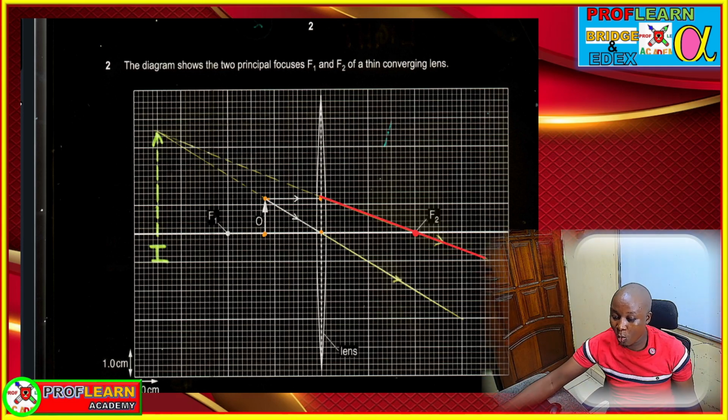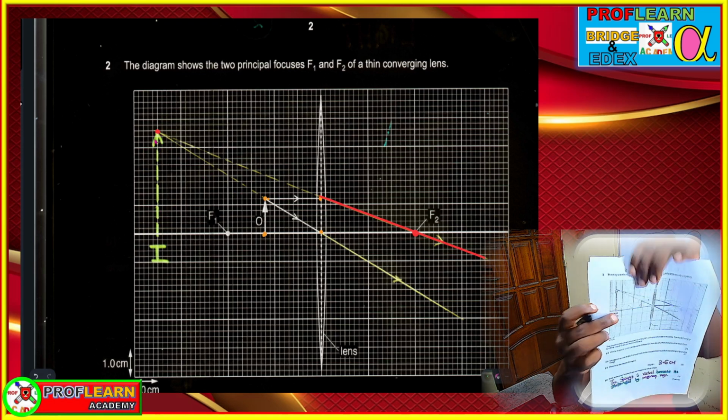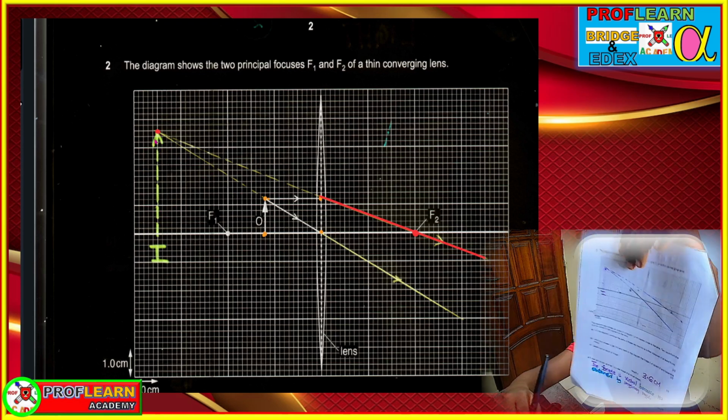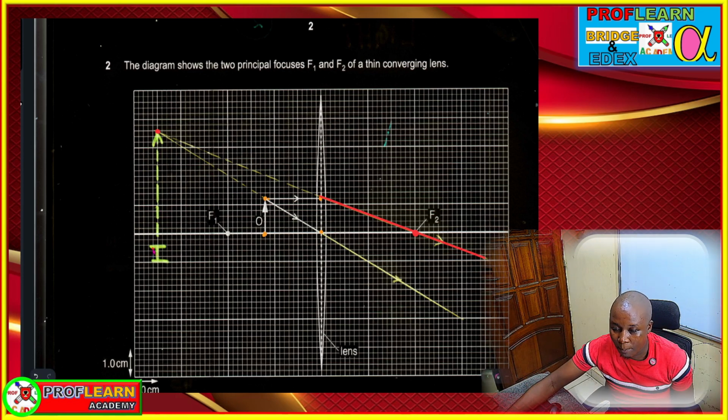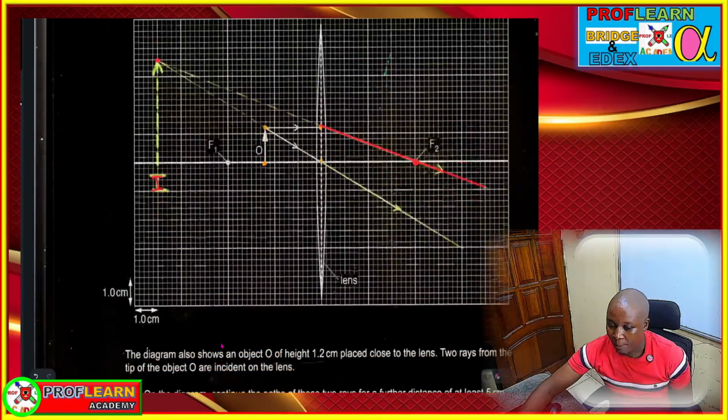And you can see that's why in this worksheet I extrapolated the rays backward, and they're going to meet somewhere here. The point where they meet is where the image is going to be formed, and we are now going to label that as I.